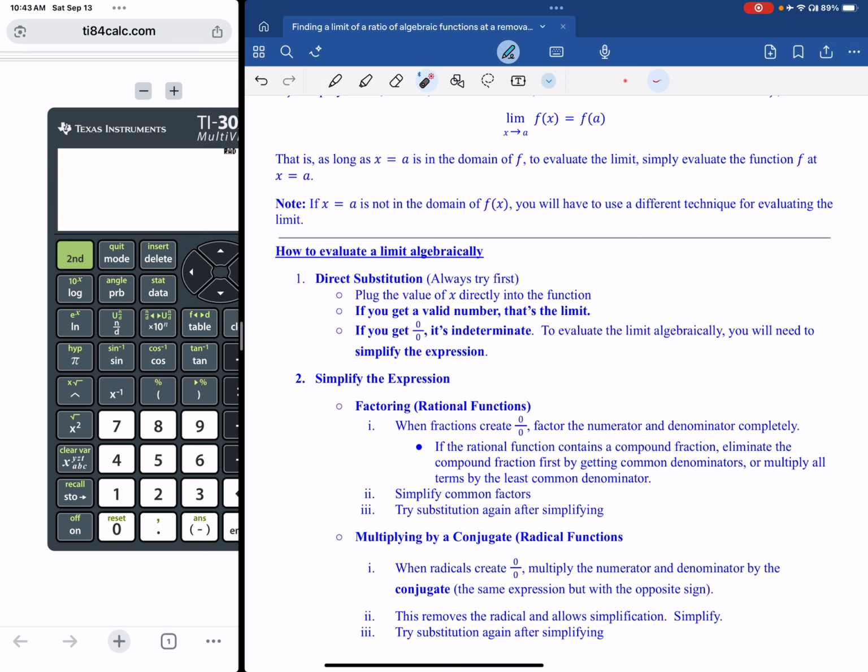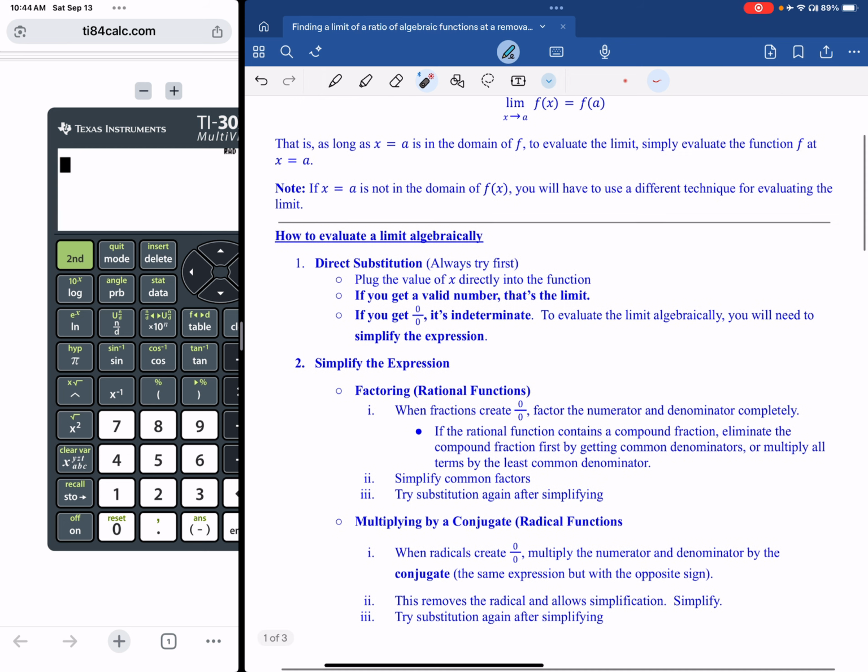And when that happens, that is called indeterminate form. Because we're dividing by 0, that means the function's undefined at that point. But remember, with limits, it doesn't matter what happens at that point, it's what happens near that point. So just because we get 0 over 0, which is undefined, does not mean that the limit is undefined. So we are going to have to do a different technique.